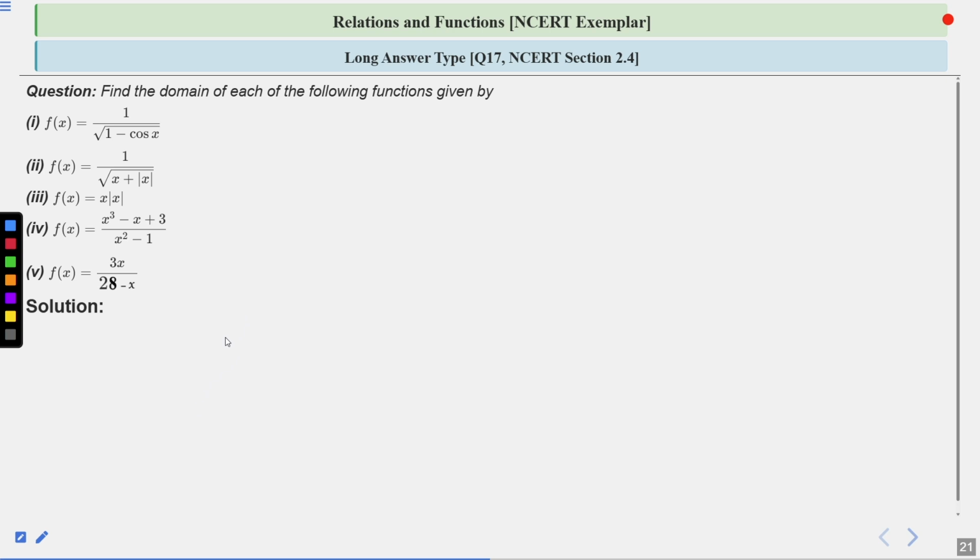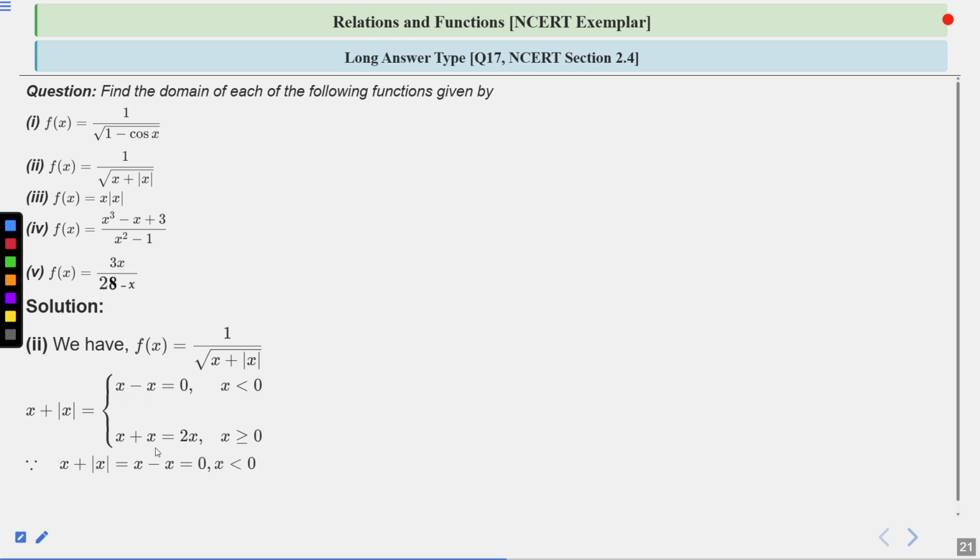Now, for the second function, f(x) is 1 by root x plus absolute x. So just break this down: x plus mod x is actually x minus x, which is 0, when x is negative. And x plus mod x is 2x when x is greater than or equal to 0. So we broke this expression into a piecewise function. Clear?